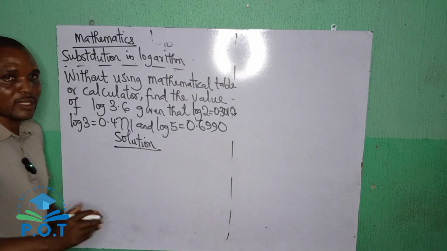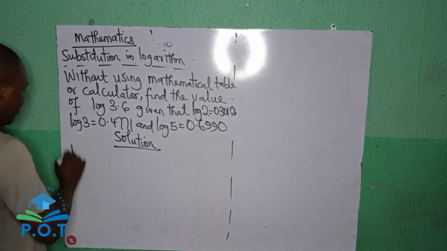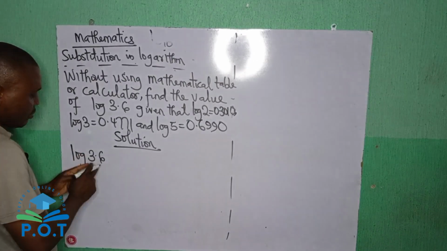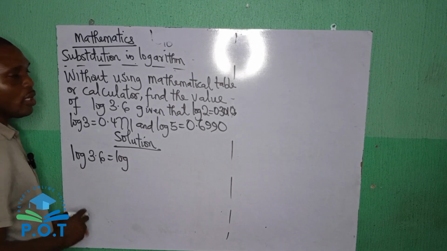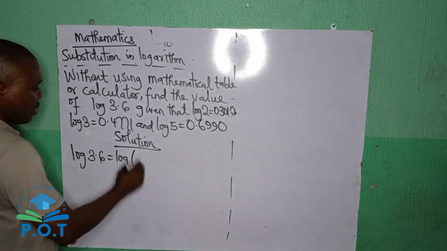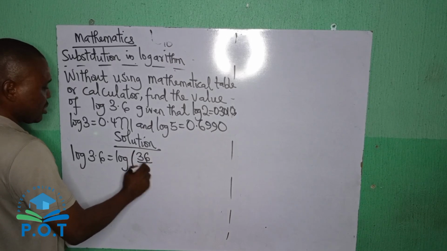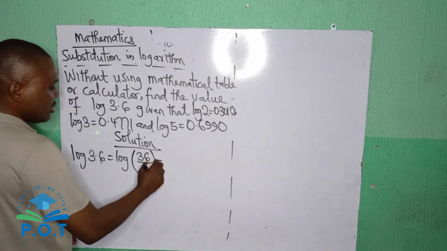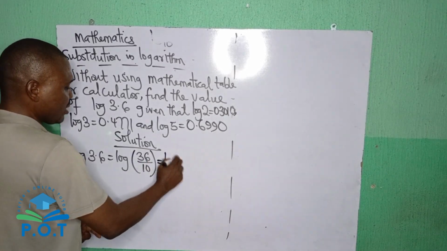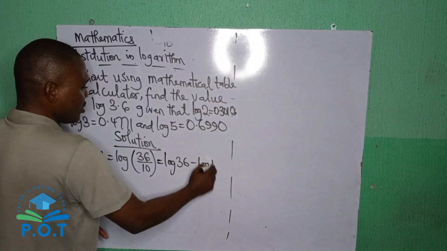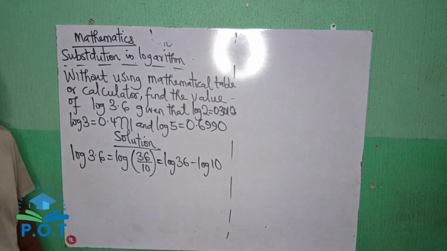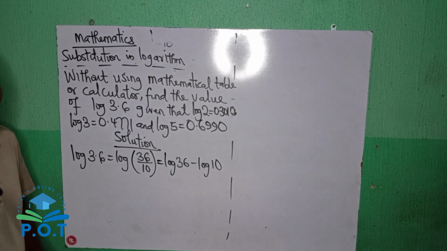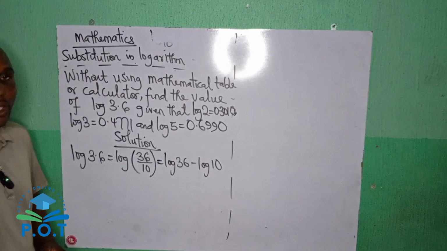Now, let us take it step by step. Okay, now I have log 3.6. Okay, so I can change 3.6 to a fraction. Okay, so I'm having 36 over 10. Now this can still be written as log 36 minus log 10. Go back to the laws of logarithm. If you don't have that video, go look for that video and get clarity on the laws of logarithm.